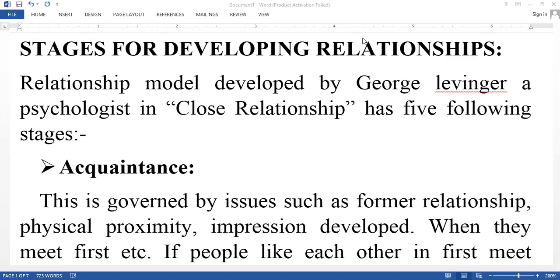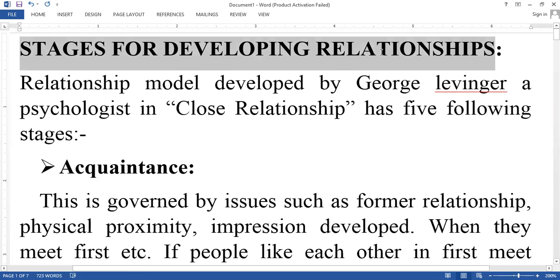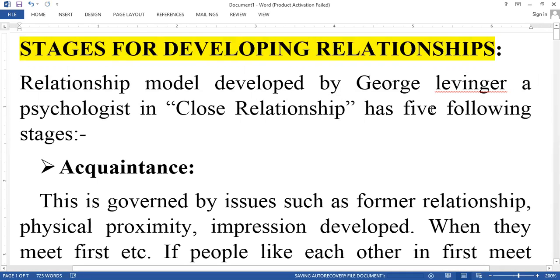Here in this chapter, we are already completing so many concepts. Now we have to be discussing the most important concept here. The most important concept we have to be discussing is the steps for developing relationships. Steps for developing the relationship means interpersonal relationship.